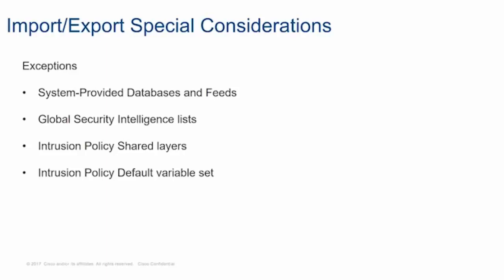Second, the global security intelligence list. Here, in case we use specific SI lists, the URL list that we configure, the system is not going to export or import the exact information. It's going to import the information always newly, and we have to explicitly add it to the target system.